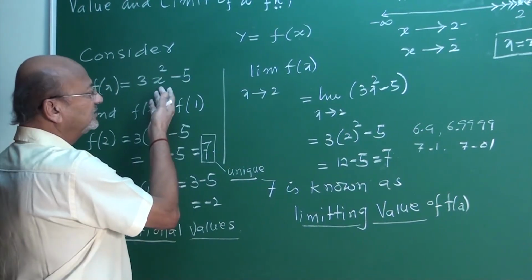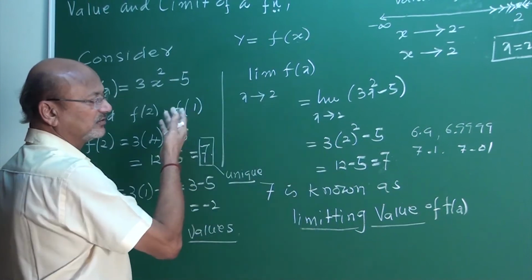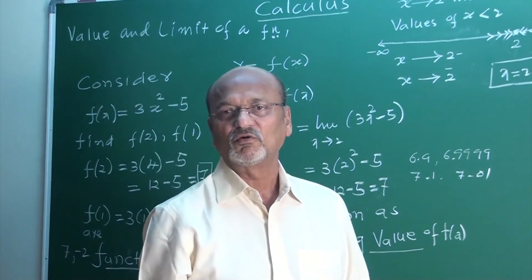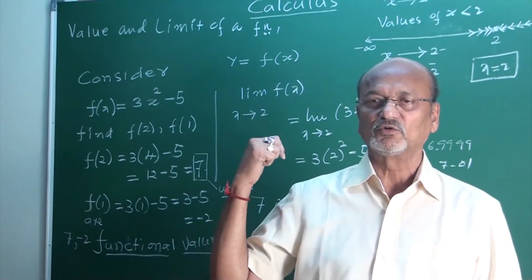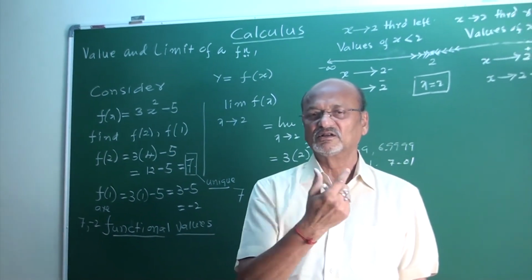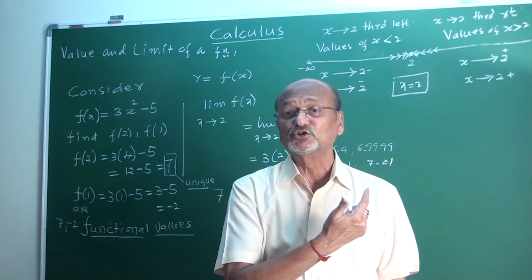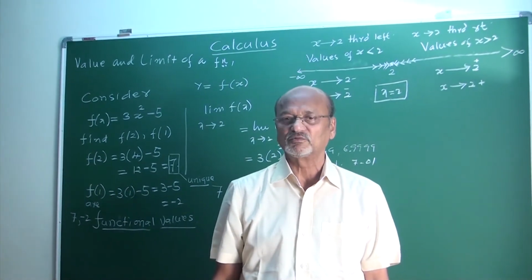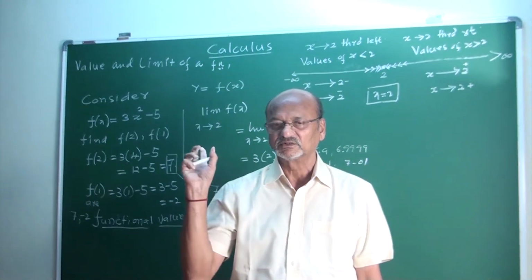Therefore, in finding the limit of the function, the method says we directly put the value of x. If you put x equal to the limiting value of x, x tends to the limiting value of x, that is called the limiting value of the function. Yes, my friends, I made it clear.